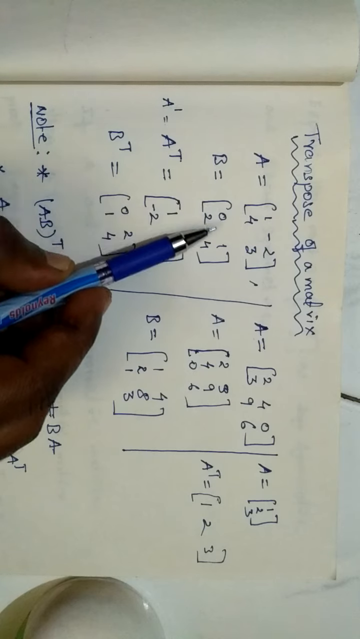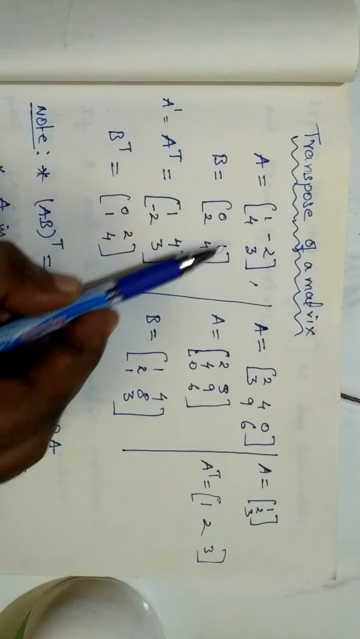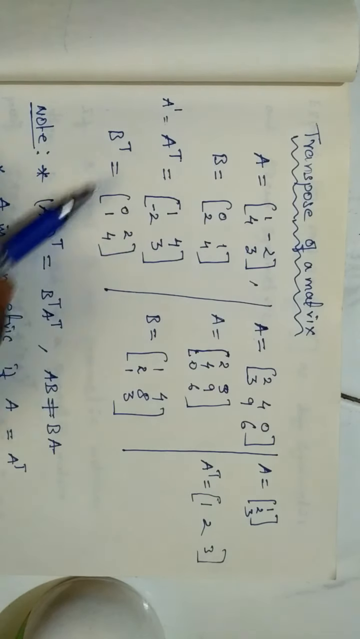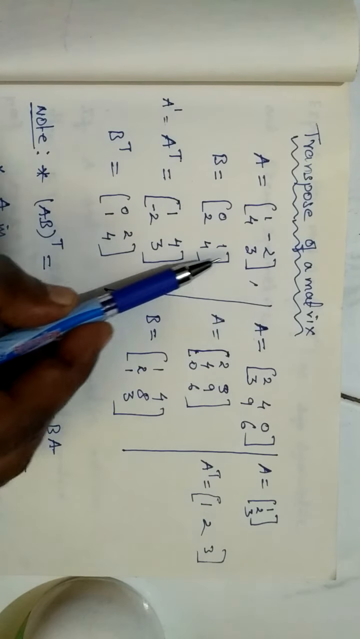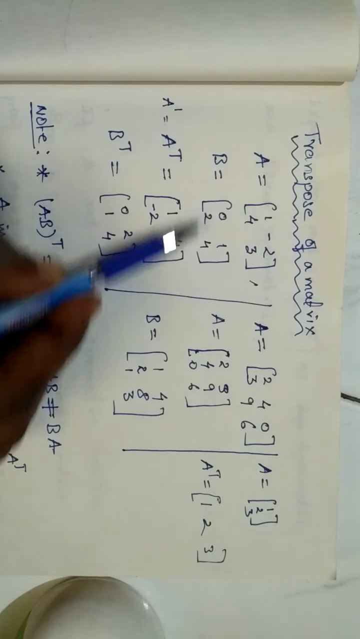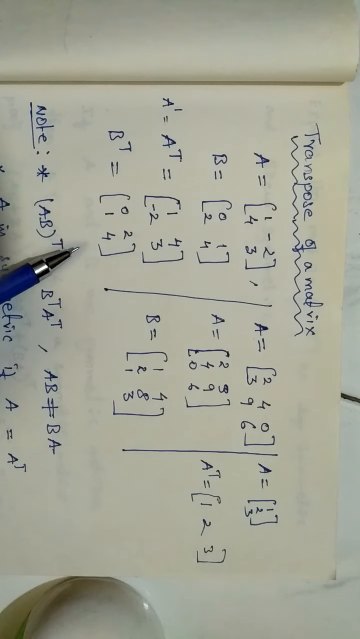Similarly, for matrix B, if you want B transpose, then rows you have to write as columns. So 0 and 1 you have to write as a column, and 2 and 4 you have to write as a column, 2 and 4.